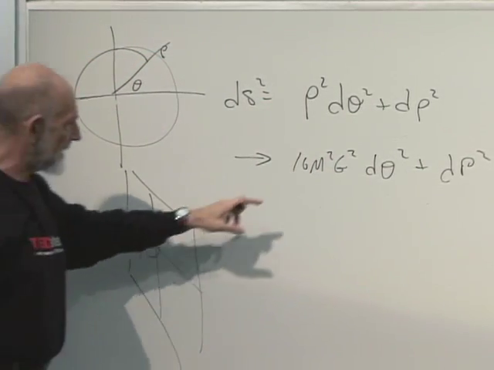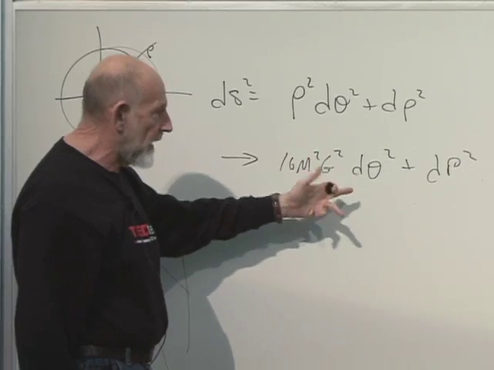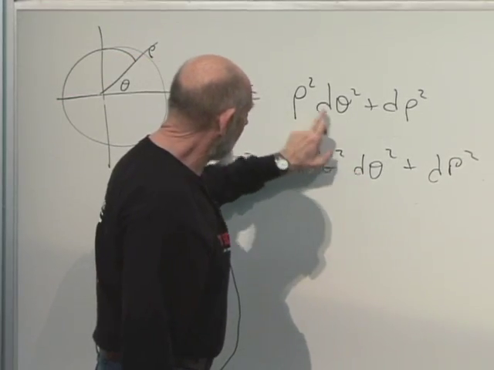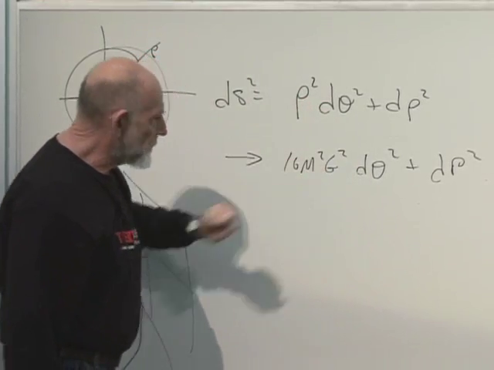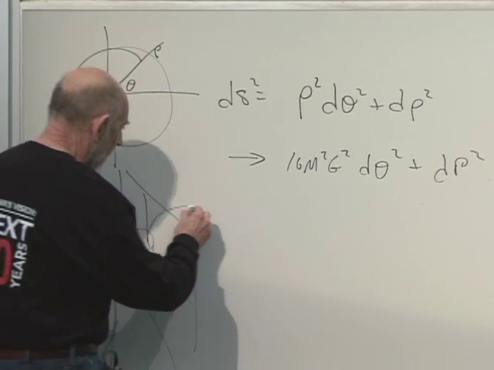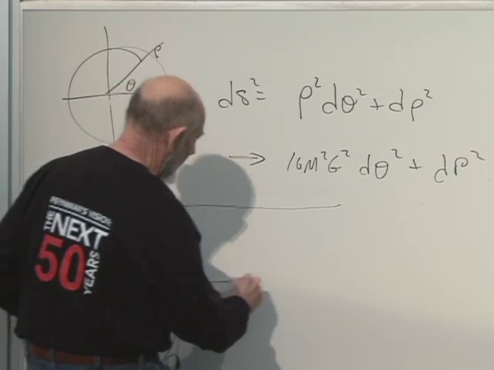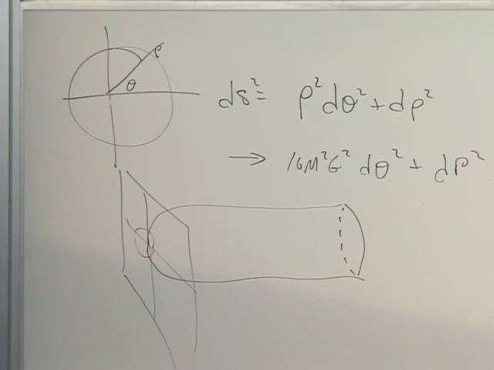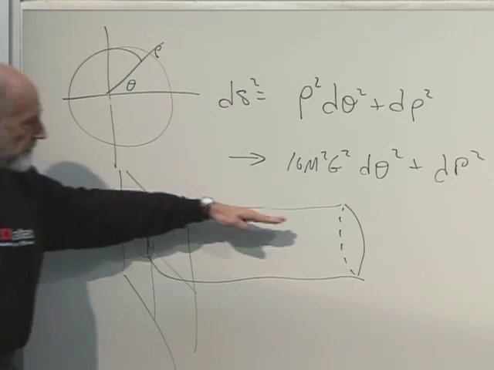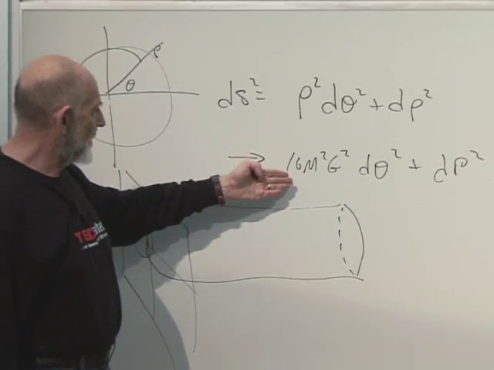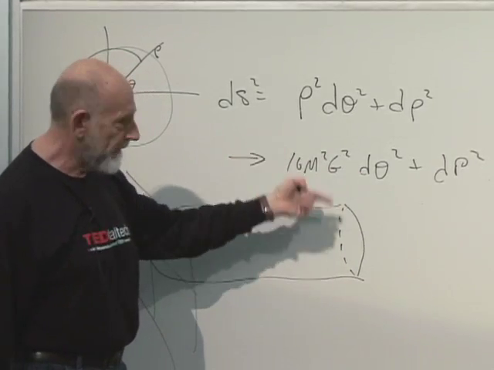The meaning of that is that the distance around theta, between two neighboring values of theta, instead of depending on rho, just becomes constant, becomes 16 m squared g squared. I'll show you what it looks like. It looks like a cigar. It looks like a geometry that looks like this.